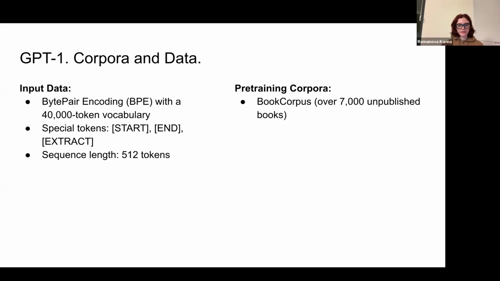Here we can see which tokenizer GPT-1 had, and it was trained on BookCorpus, which has over 7,000 unpublished books.